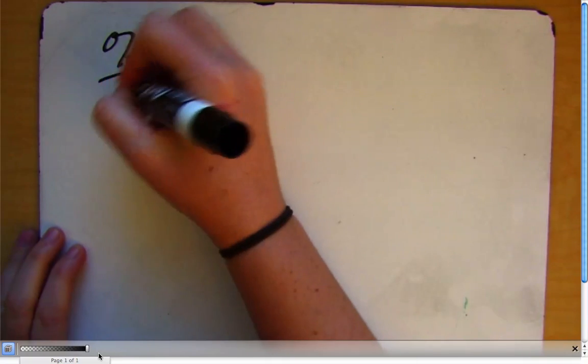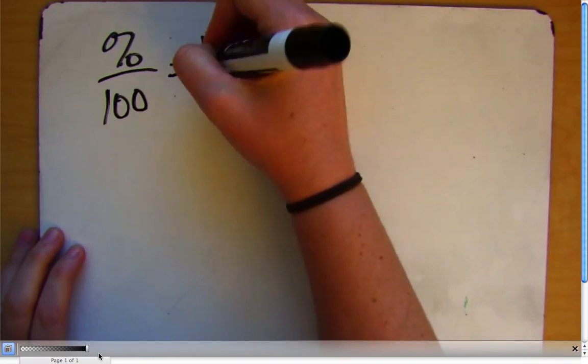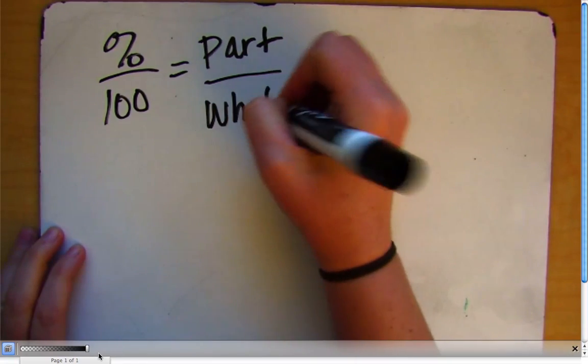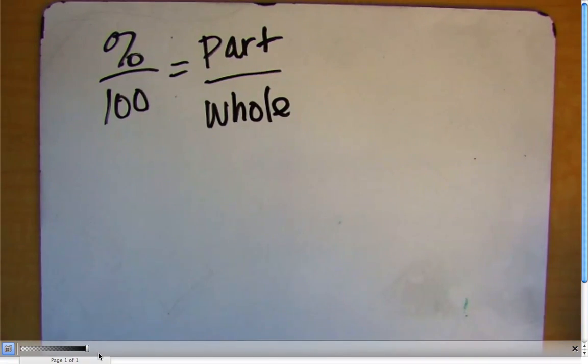Alright, we're going to talk about 7.6, which is percent of increase and decrease. So we're going to use proportions to solve this. It's very similar to our other ones. Our setup is just slightly different. You know how our typical setup for proportions for percent problems is percent over 100 equals the part over the whole. It's going to be similar to that, but slightly different.